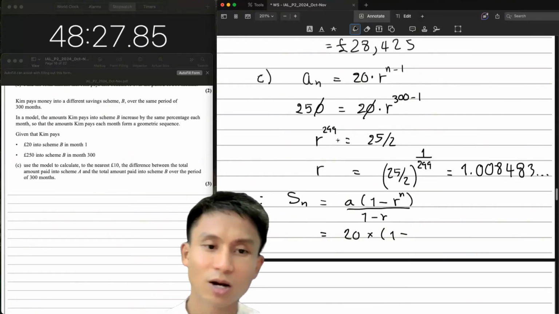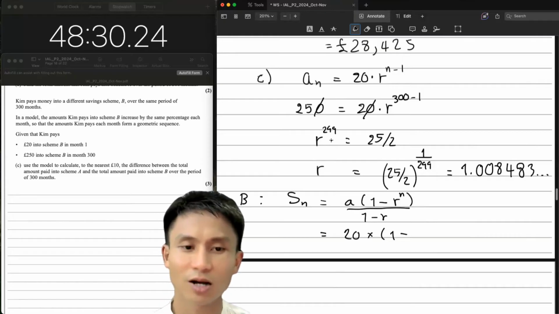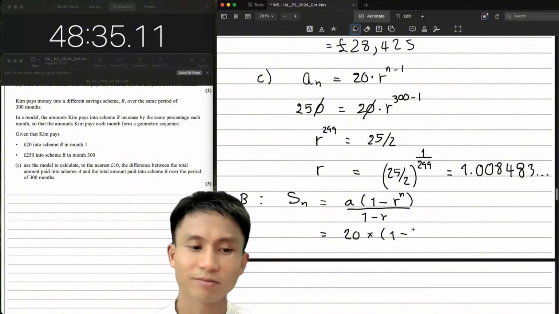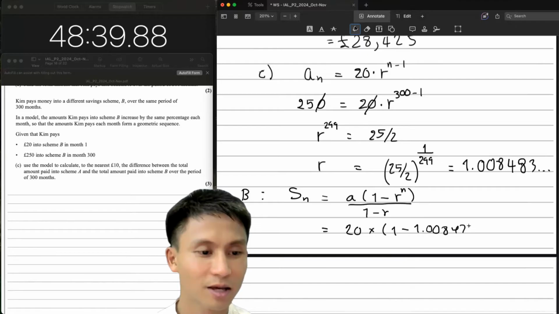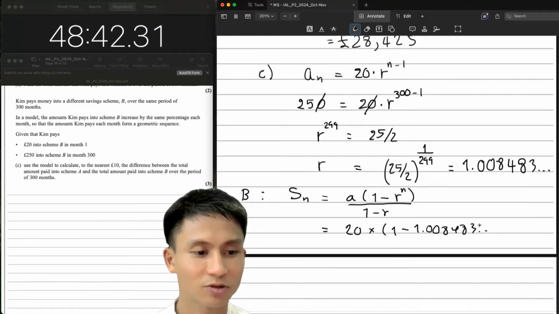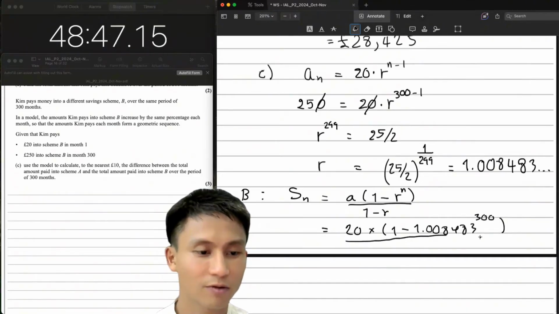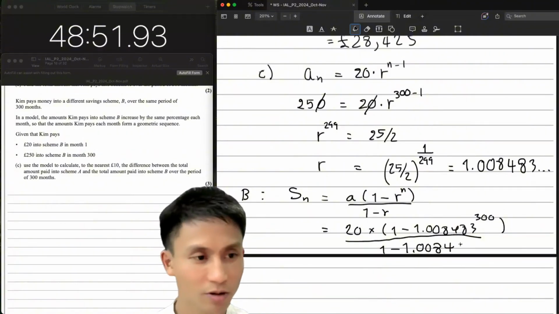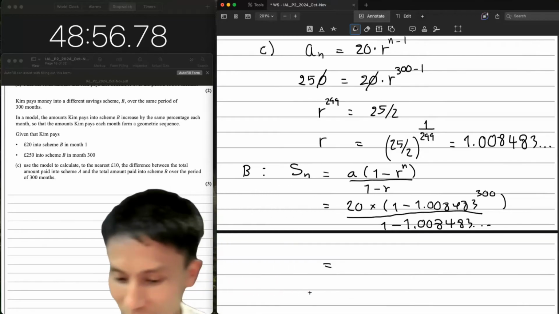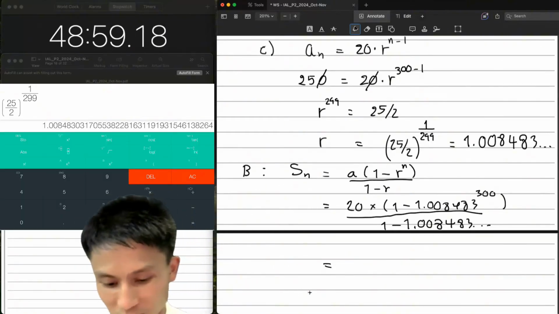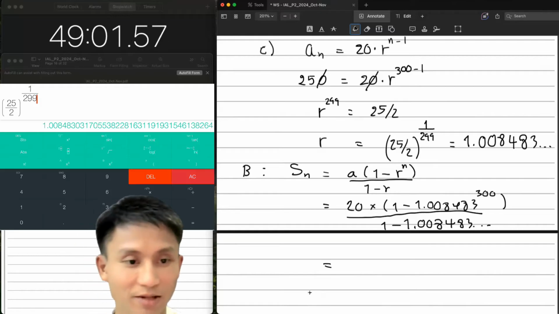Okay, let me see. So R to the 299 is that. So R, yeah, okay, that's fine. I think I'm gonna use that. I thought I could play some trick there, but anyway, N is 300. Divide by 1 minus 1.008483 dot dot dot, right? Because I already have the R here in my calculator, I'm gonna use it. So equal, store it as my answer.